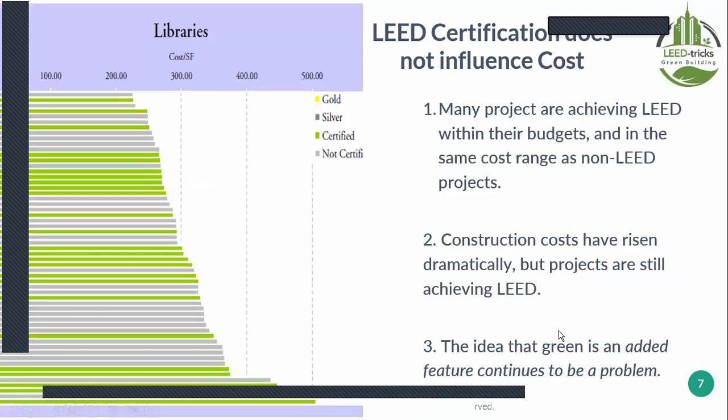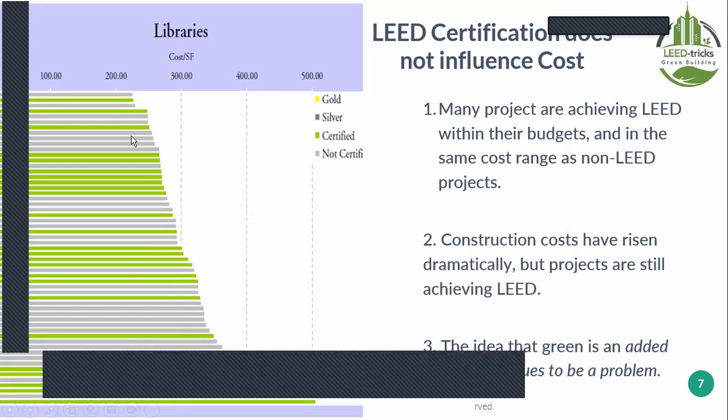Your client will always ask you how much LEED gold costs, how much LEED certified costs. I put it here for your own reference. Based on many projects, they are achieving LEED within their budget and in the same cost range as non-LEED projects. You can see here the gold is this color, the silver, gray color, the certified here green, the non-certified light gray. You can see the range is all almost similar. Big projects, small projects, they are always near each other.